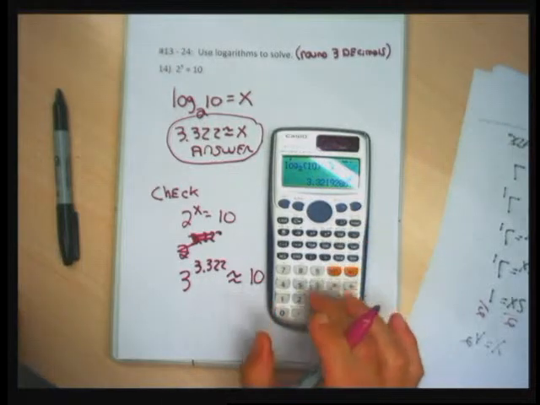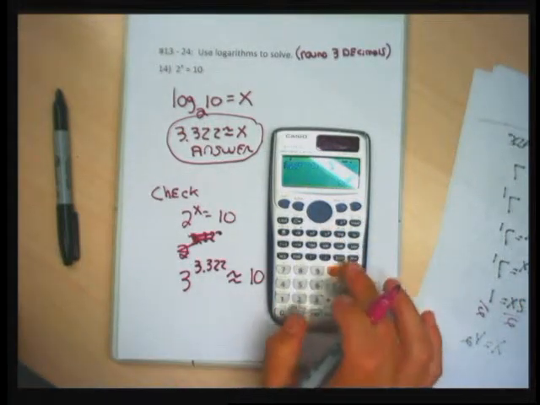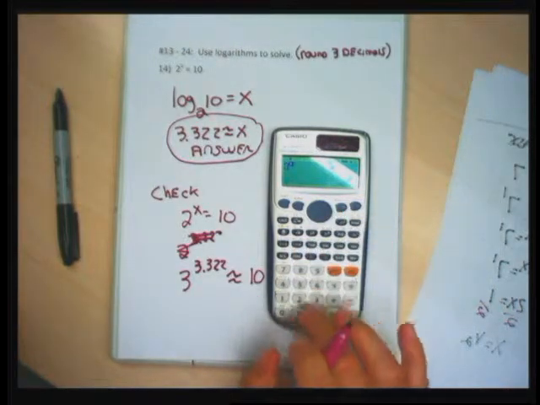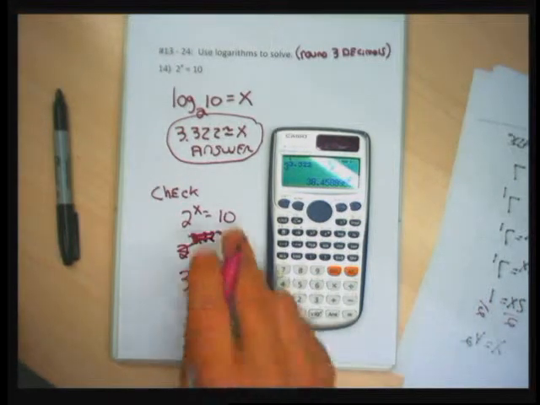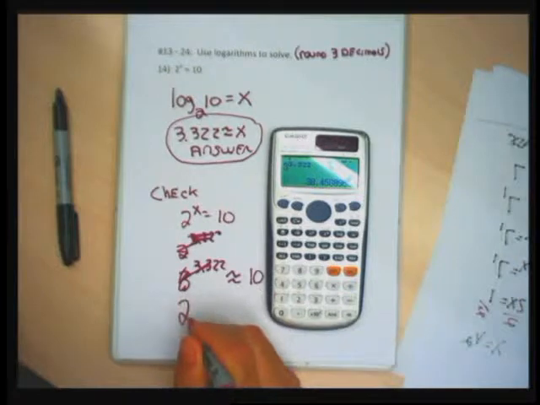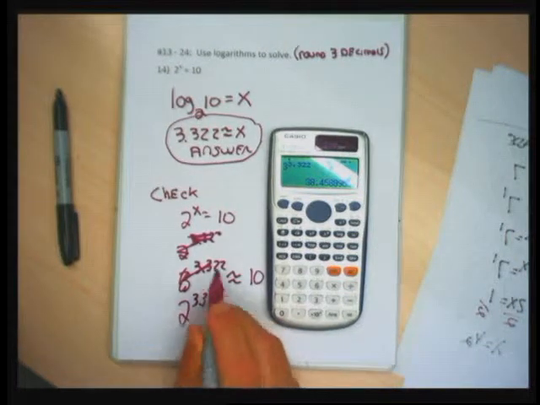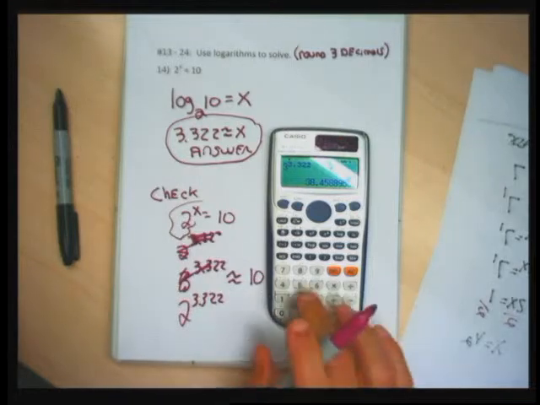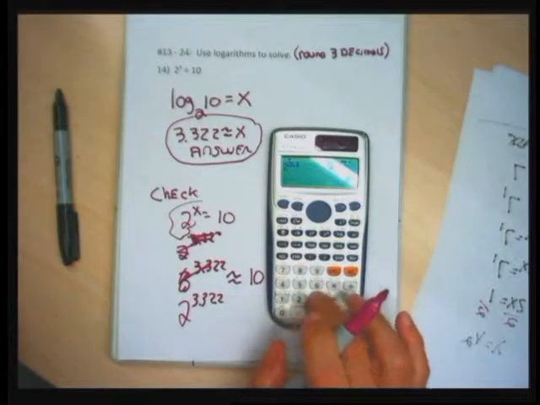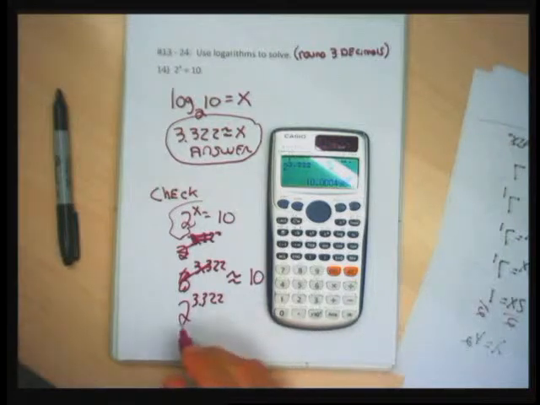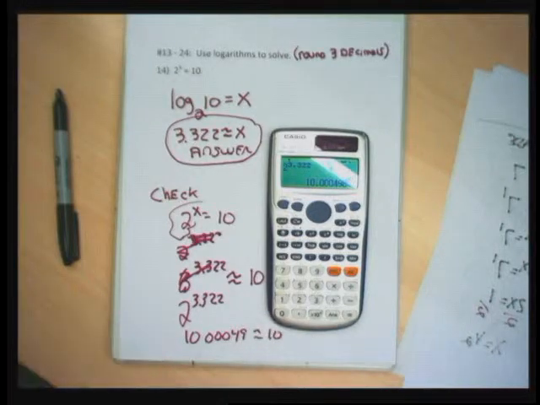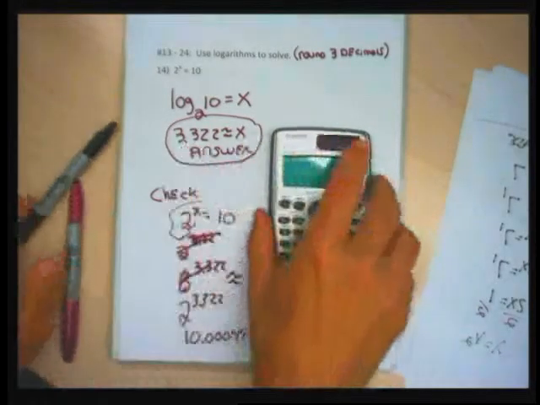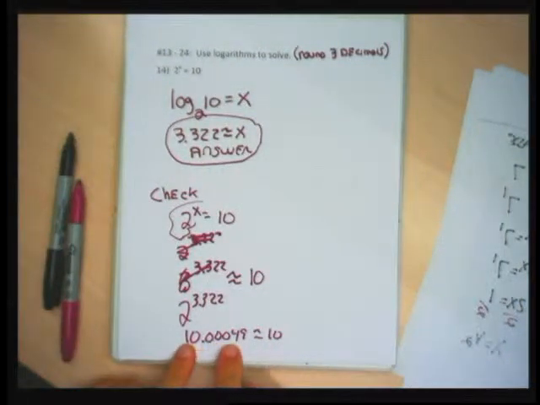So let me do this. 3 to the 3.322, and I get, really, oh, it's 2, duh. Should be 2 to the 3.322. I don't know why I changed out of the 2. So 2 to the 3.322, and I get 10.00049. And that's pretty darn close to 10. I'd never expect a rounded answer to check exactly, and it's pretty darn close. That's within 3 decimals worth of accuracy, and that's all I can expect.